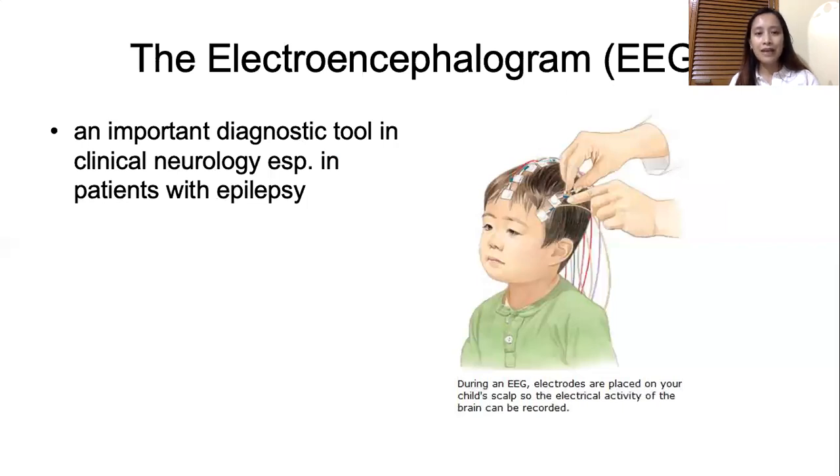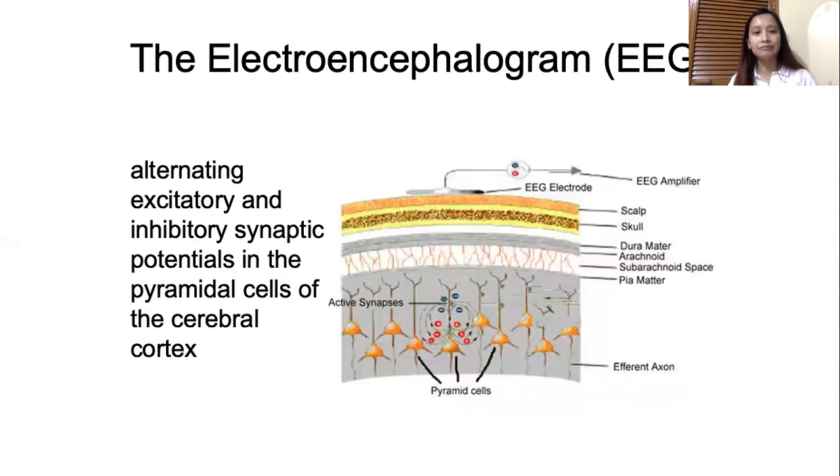So next, we go to the electroencephalogram. So the EEG is an important diagnostic tool in clinical neurology, especially in patients with epilepsy. So if the heart has an ECG or an electrocardiogram, in the brain, it's your electroencephalogram. So this is a picture of a child where they place multiple electrodes that correspond to different portions in your brain so that it can detect the electrical activity.